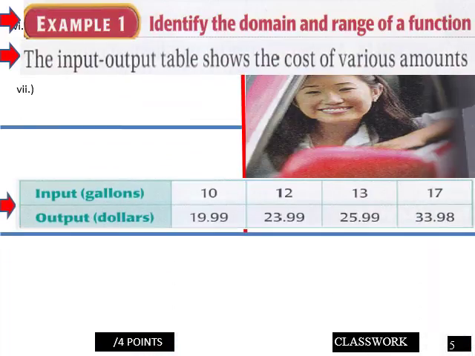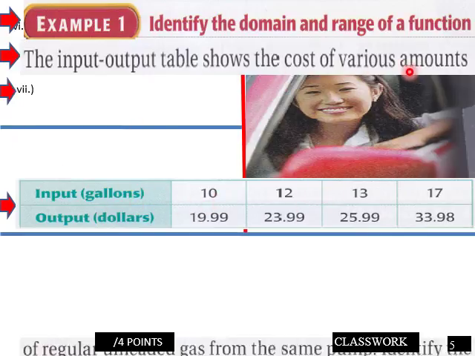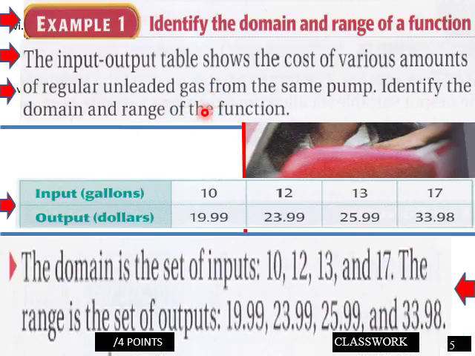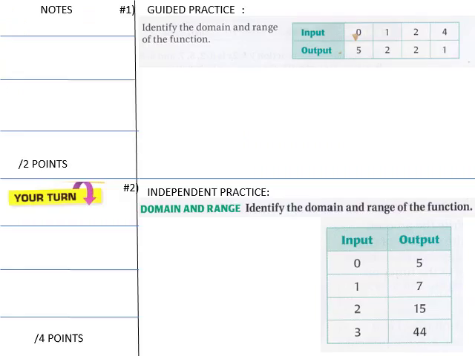Okay, so now into example 1. Identify the domain and range of the function input-output table, which is this here. Here's your input, here's your output. It shows the cost of various amounts of regular unleaded gas from the same pump. Identify the domain and range of the function. Well, let's see. Domain is a set of inputs. Here's your domain. This is your inputs, usually on the x-axis. And the range is a set of outputs here. This is your cost here. Usually the outputs are put on your y-axis. That's y-coordinates, x-coordinates, okay?